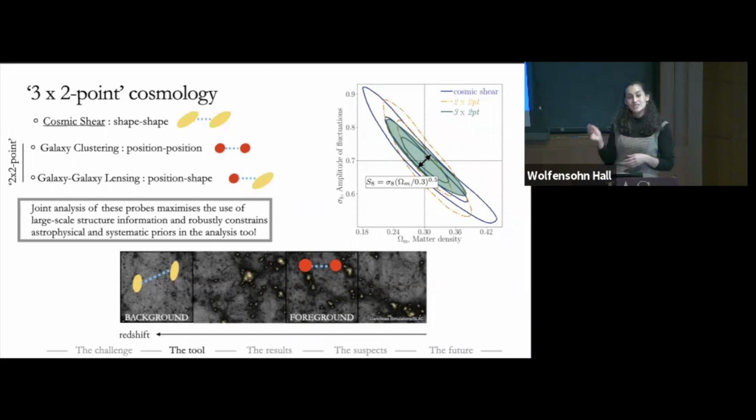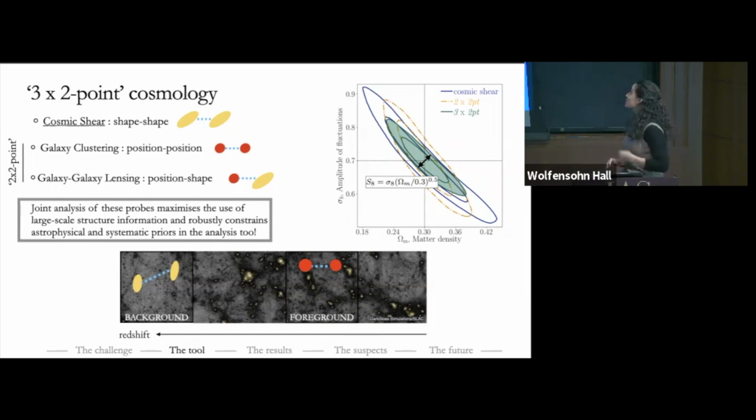And then there's position of the lenses, galaxy clustering, and the cross correlation of the two, which we call galaxy-galaxy lensing. And that ties the galaxies to the underlying dark matter distribution. And you can also see on the right that cosmic shear has a different degeneracy in that parameter space with what we call 2 by 2 point. So 2 by 2 is the combination of galaxy clustering and galaxy lensing, or just the other two that we're not going to focus on so much in this talk.